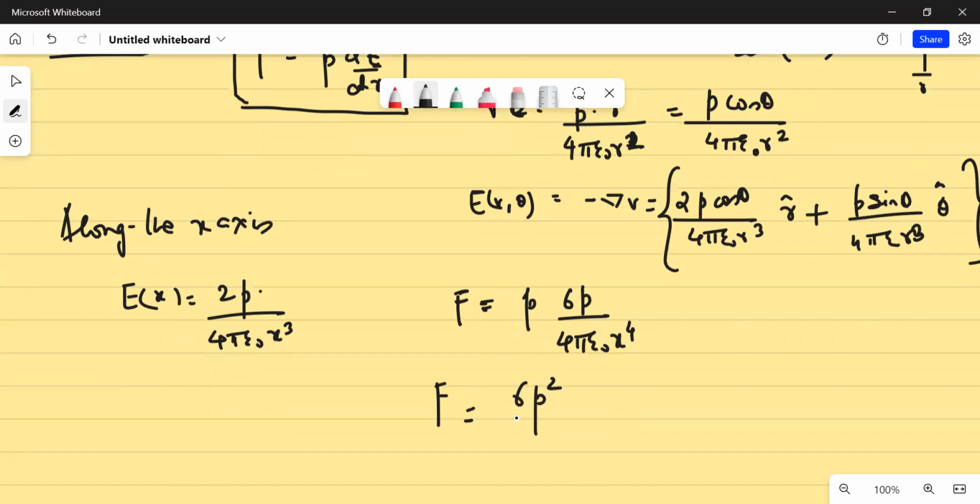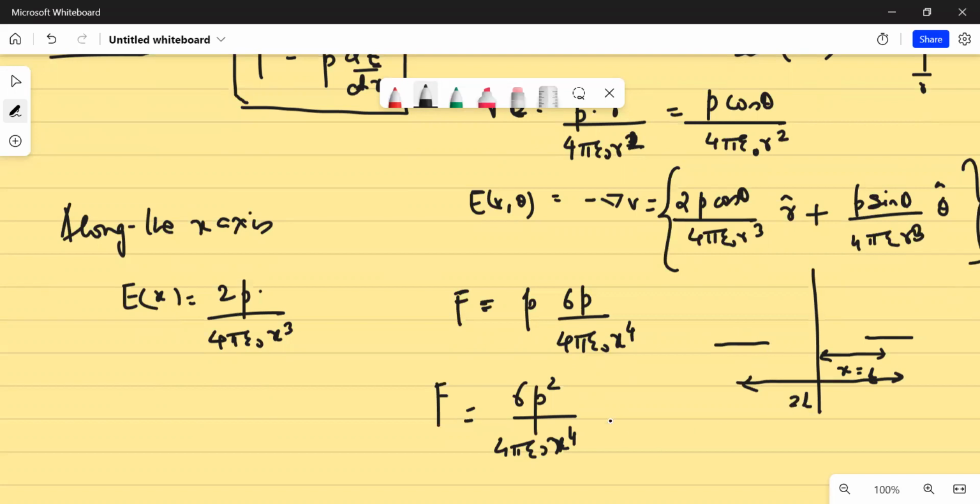The magnitude of force would be 6p square divided by 4 pi epsilon naught x to the power 4. Now, your dipole was placed at a distance x equal to L, and obviously this dipole is going to feel the force due to the image dipole, which is placed at a distance in totality 2L. So your answer, the force on the dipole, would be equal to 6p square divided by 4 pi epsilon naught (2L) to the power 4. Is that clear?